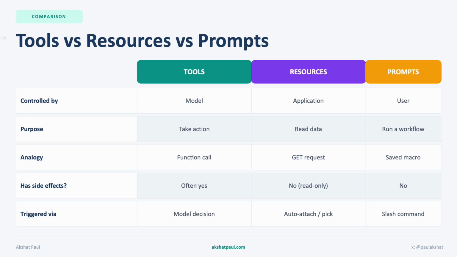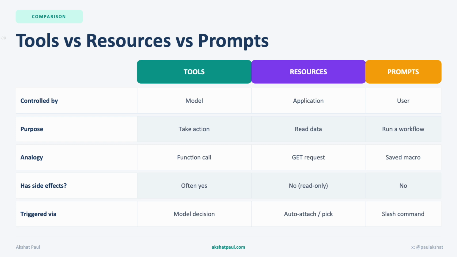Tools are controlled by the model. The AI decides when to call them. Resources are controlled by the application. The host decides what to attach to context. Prompts are controlled by the user. A human explicitly picks them. Purpose. Tools take action. Resources read data. Prompts run a workflow.